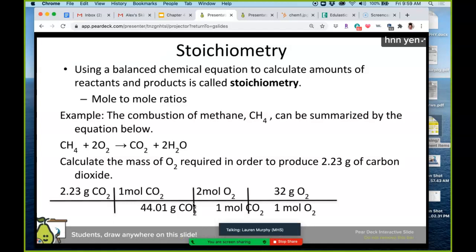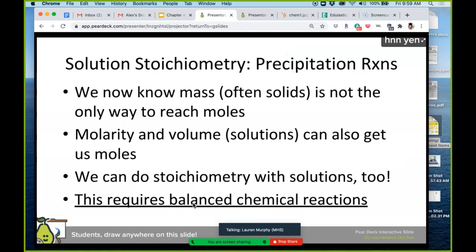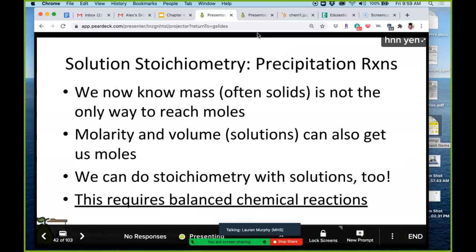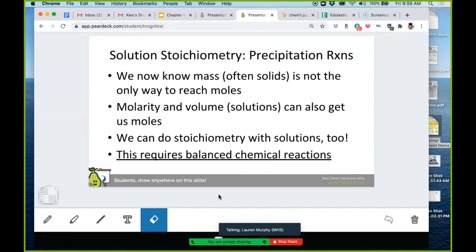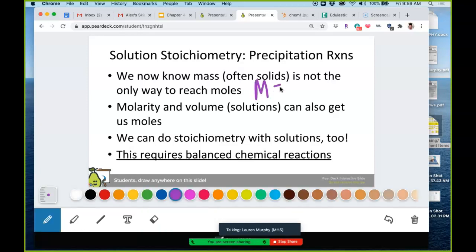So instead of grams to get us to moles, we're going to use molarity and volume to get us to moles. Because remember that the equation for molarity is, sorry about that, molarity equals moles per liter. So if you know molarity and you know volume, you can get moles. Once you're in moles, you can do stoichiometry. So it's just going to be a new starting point. Everything after that is going to be the same.